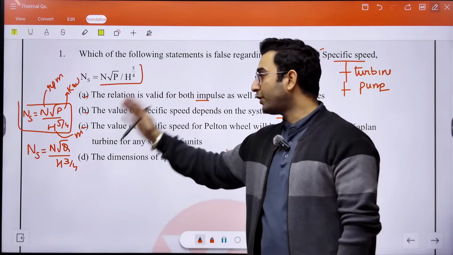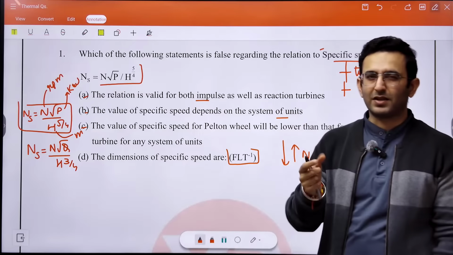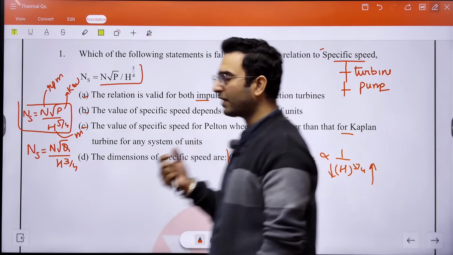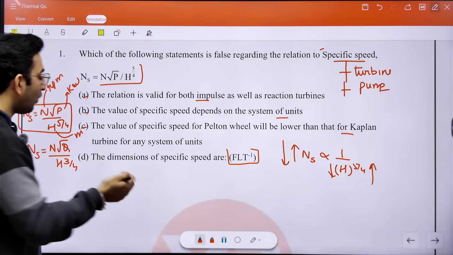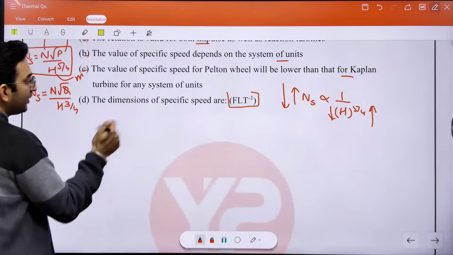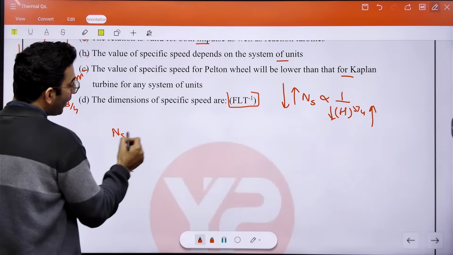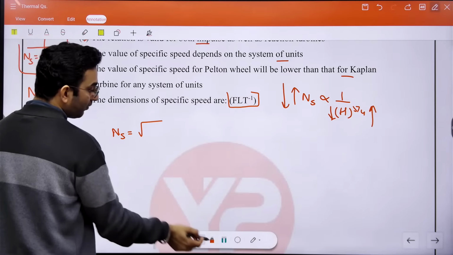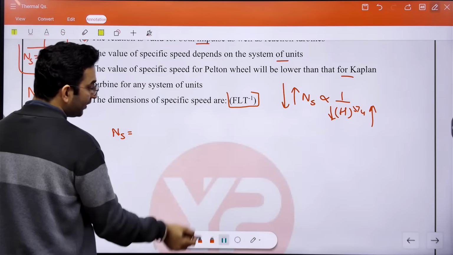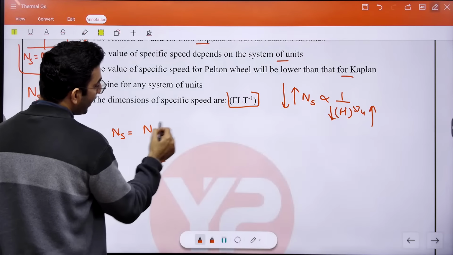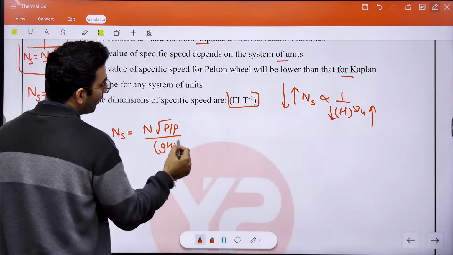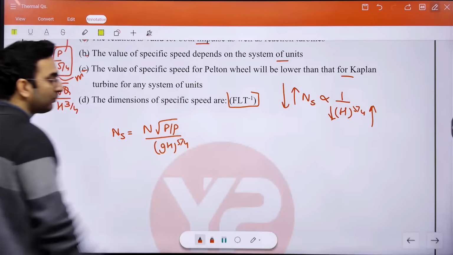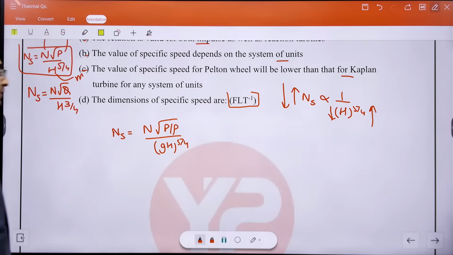If you just solve it, you are going to get irregular dimensions here. It is not like FLT minus 1, and it is not a dimensionless quantity. Also remember the dimensionless form of the specific speed: the formula is written as n root p by rho divided by gh to the power 5 by 4. That is the dimensionless formula of the specific speed.